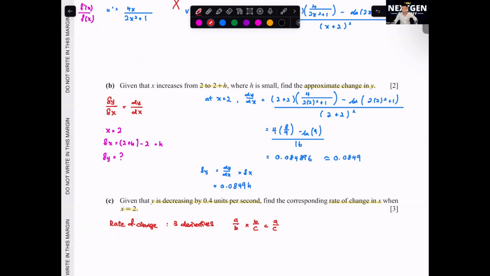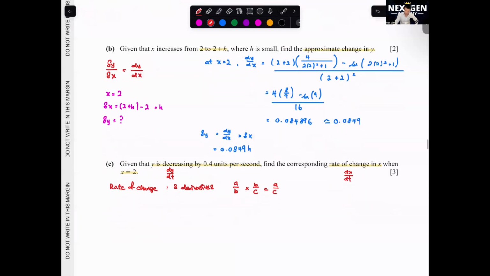You put it together. So what do we want to find? The corresponding rate of change in x. We want to find dx over dt. Remember the word rate of change? Rate means something over time. Find dx over dt when x equals 2. Looking at the previous question, x is also equal to 2. Then they gave us dy over dt. Y is decreasing per second, and something per second means something over time. So given to us is dy over dt equals negative 0.4. We want to find dx over dt.